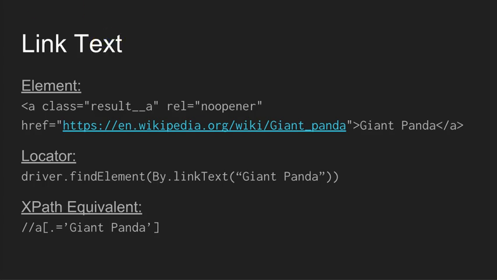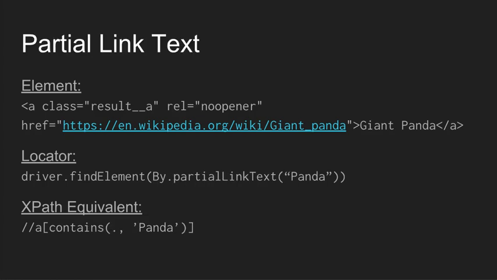Link text locators match A elements that equal the given text. They are equivalent to the XPath shown here for text equality. Link text locators are useful in a pinch, but they suffer the same problem as other text anchors. If the text on the page ever changes, then these locators won't work anymore.